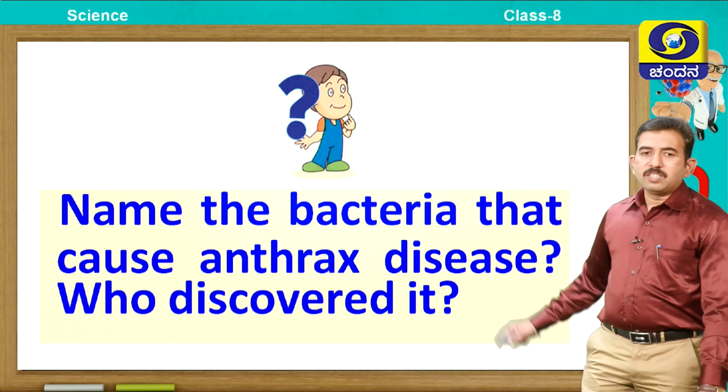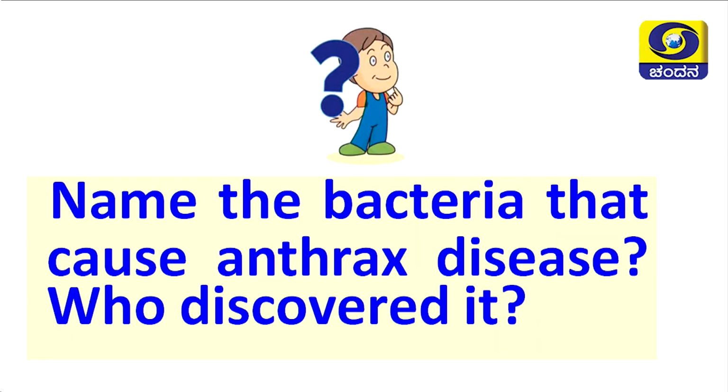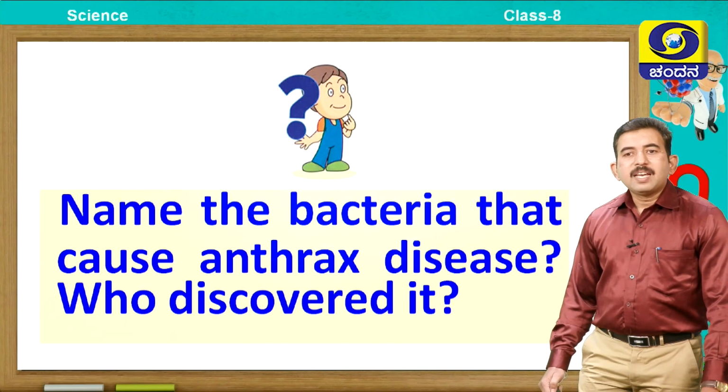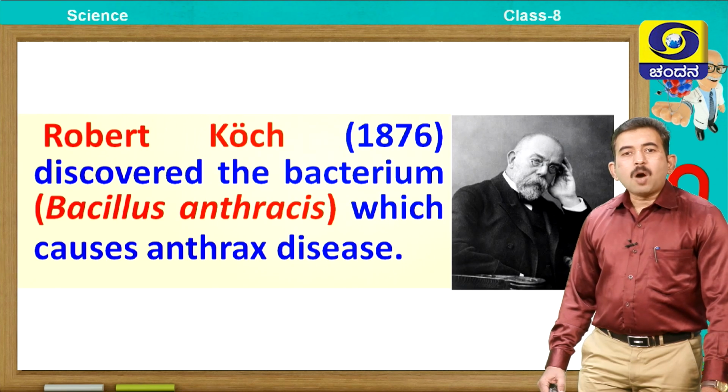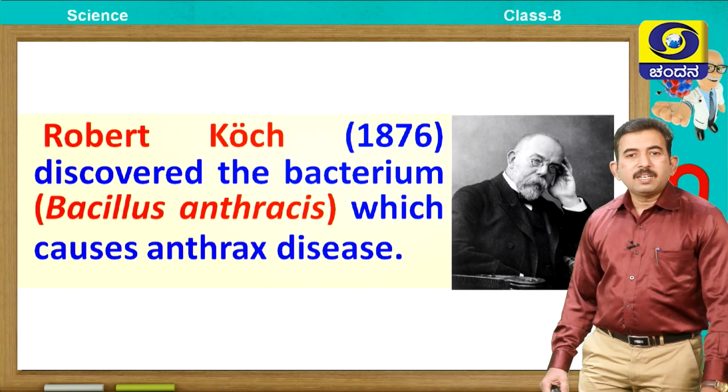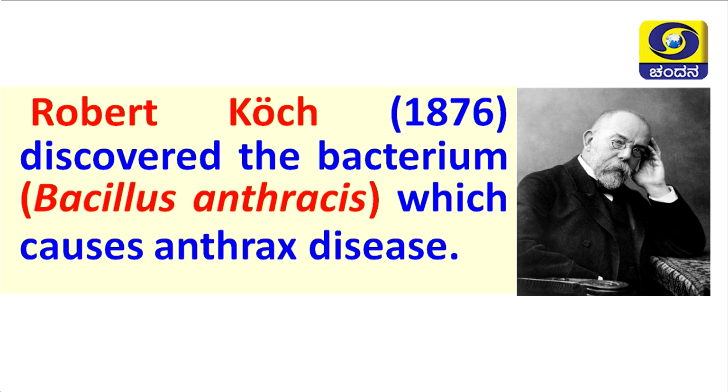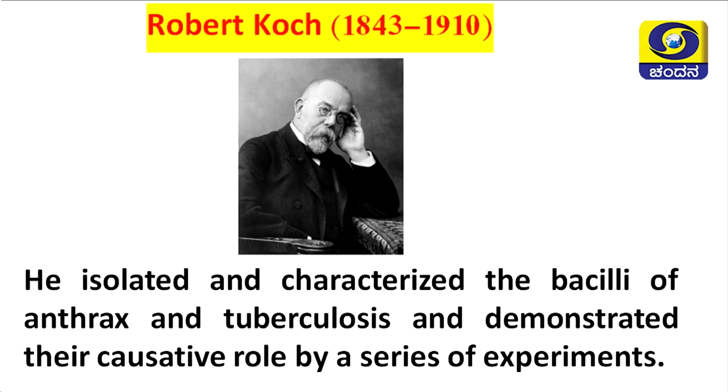Students, can you answer this question? Name the bacterium that causes anthrax disease. Who discovered it? Yes, you are correct. Robert Koch, a scientist, in 1876 discovered the bacterium Bacillus anthracis which causes anthrax disease. Robert Koch was a doctor by profession. He isolated and characterized the bacilli of anthrax and tuberculosis and demonstrated their causative role by a series of experiments.